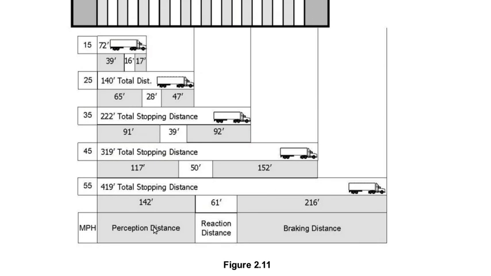Perception distance, the white is reaction distance, and the shaded area is the braking distance. You perceive the situation, you react to the situation, and you apply the brakes. That's why it's perception plus reaction plus braking.